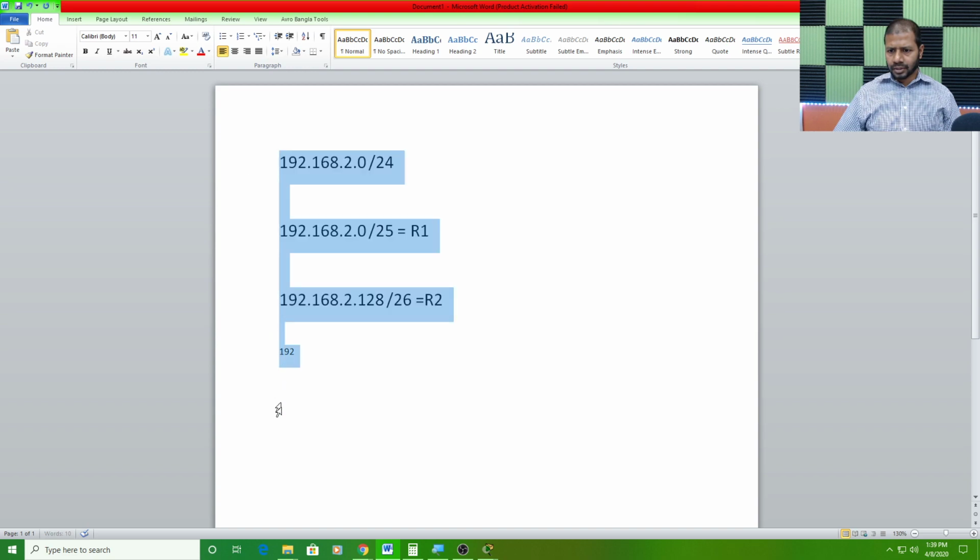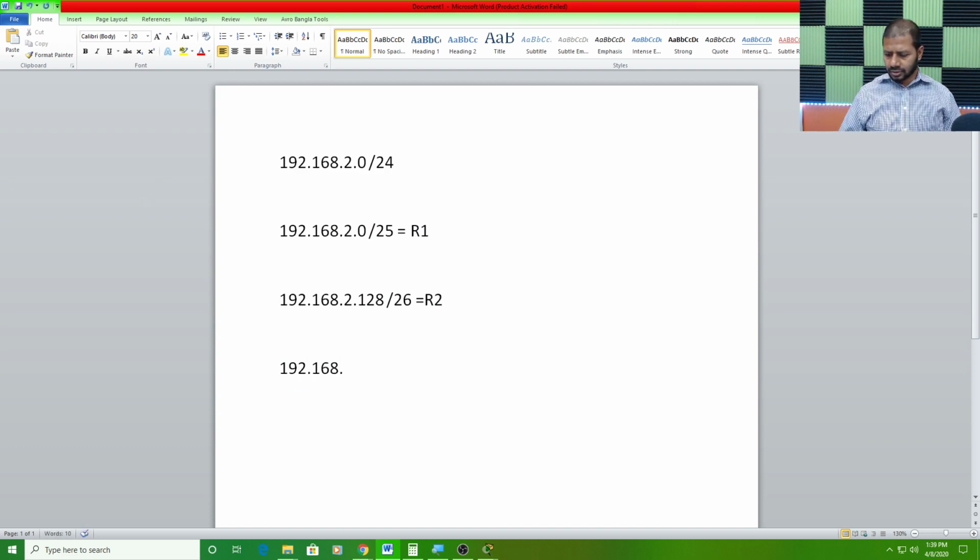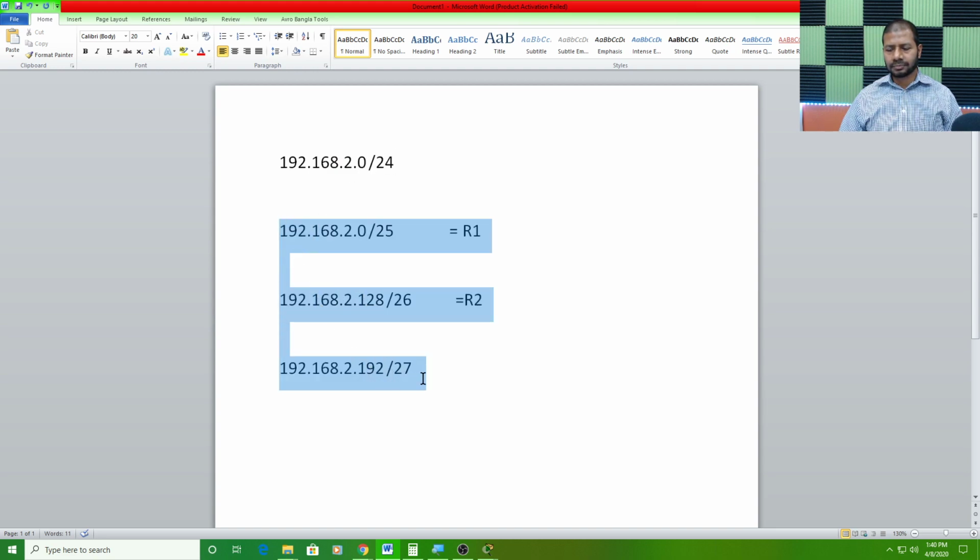192.168.2 dot, say 192, and say a 27-bit mask on this. Now think of this. All these different subnets have different masks. All of these subnets came from whom? They came from this one. This was my original network, 192.168.2.0. We subnetted this original network into these three subnets right here with different kinds of masks. We have learned this, and we practiced this in the past.